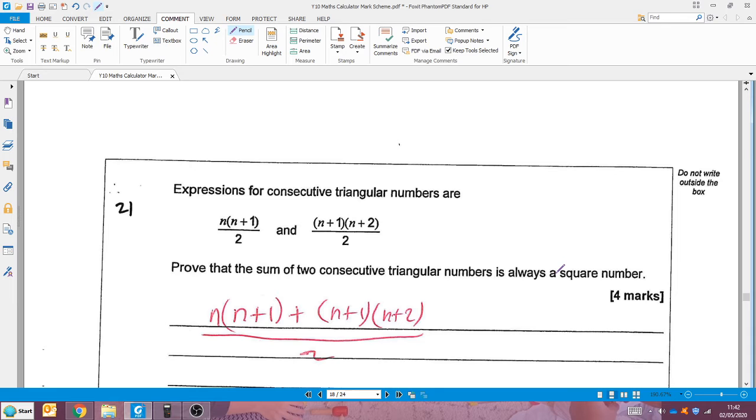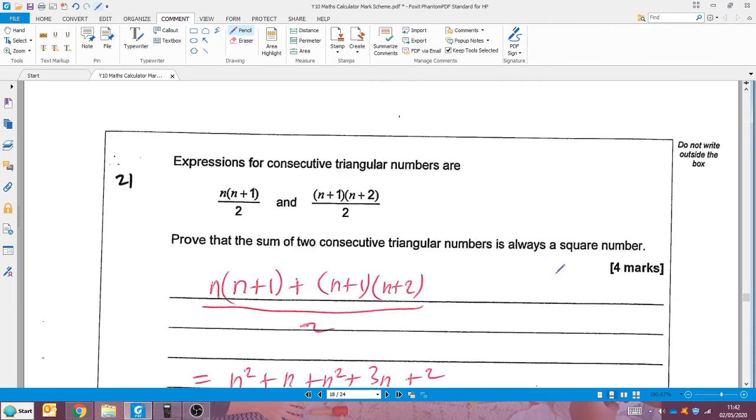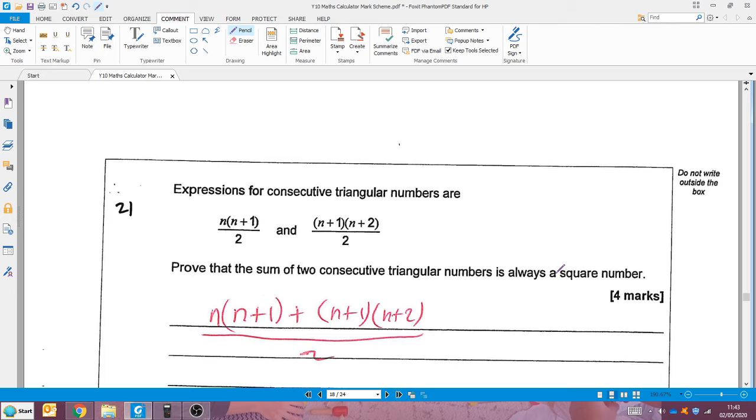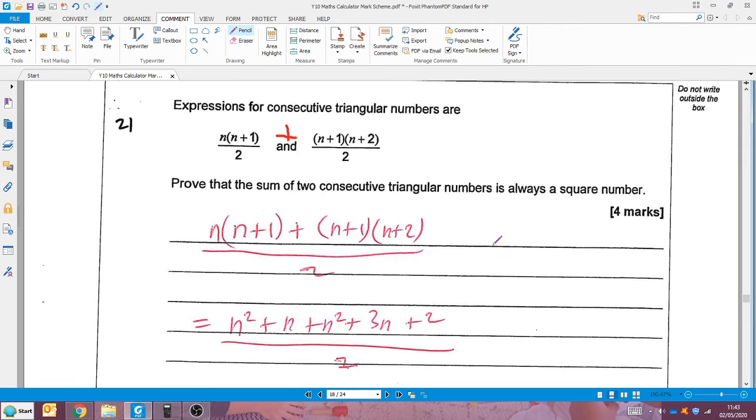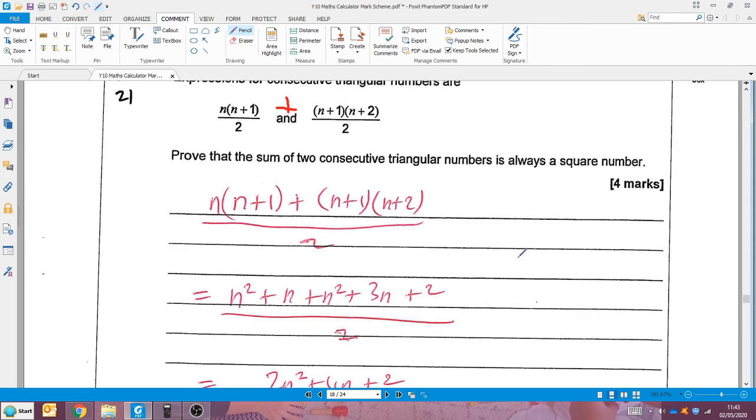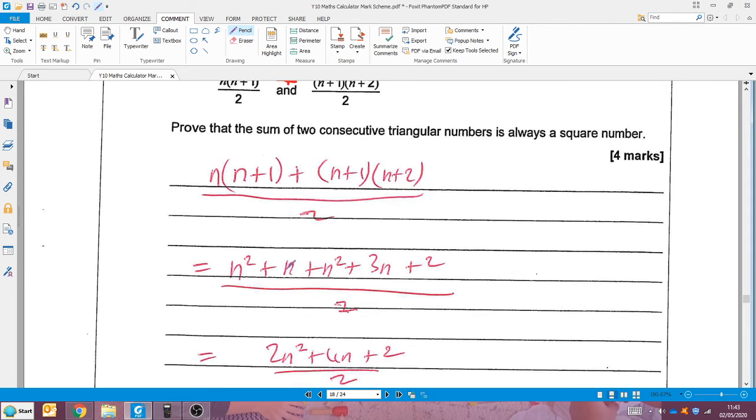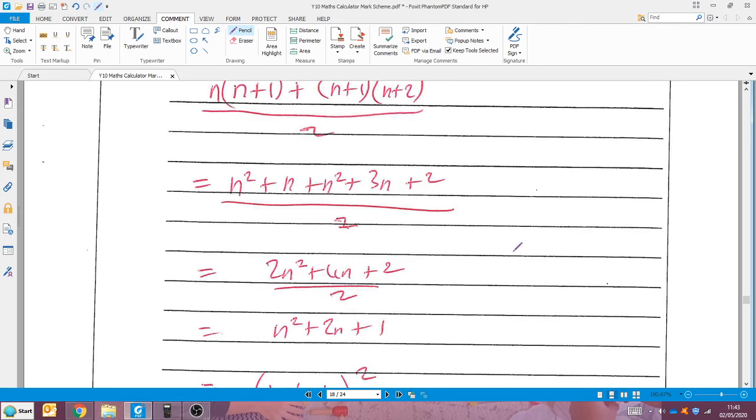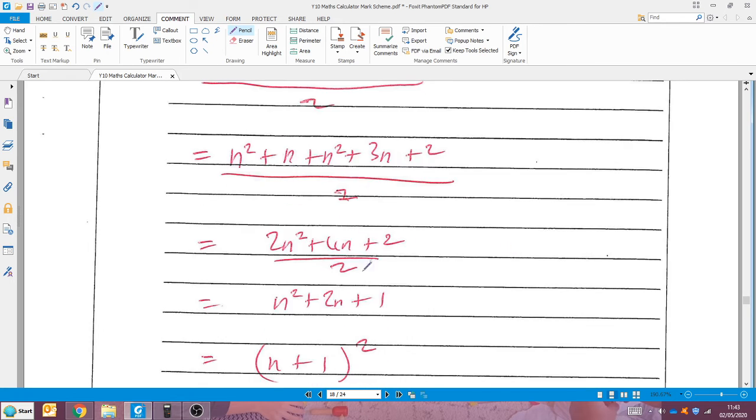This is non-calculator work actually, although it's on a calculator paper. I've got to prove that the sum of 2 consecutive triangular numbers is always a square number. Thankfully the denominator is the same, so just put them all on top and multiply out really carefully. That's the n squared plus n bit, that's done. Here I've got n squared, 2n, 1n plus 2. Simplify the numerator. Don't forget to divide by 2, of course.